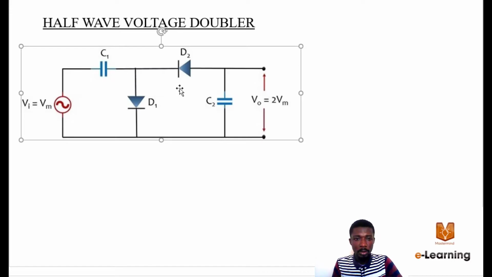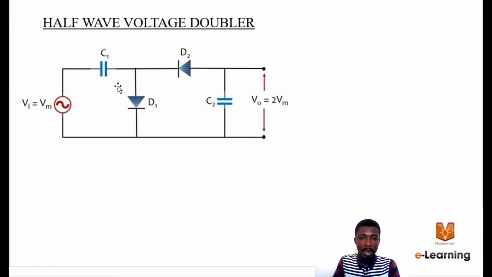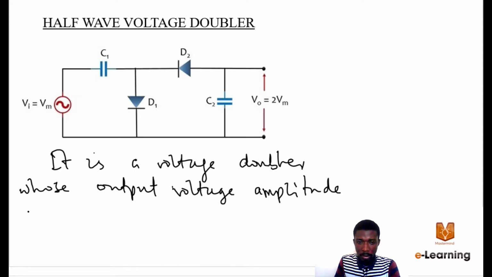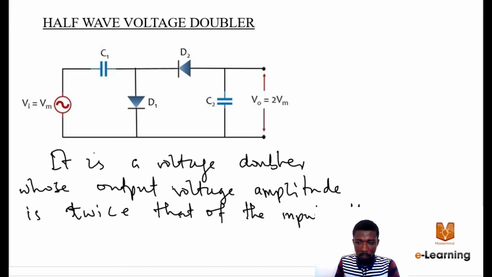Let's first look at the half wave voltage doubler. Now this is your half wave voltage doubler. It consists of 2 capacitors, 2 diodes, and your AC source. So they come in pairs: capacitor diode, capacitor diode. A half wave voltage doubler is a voltage doubler whose output voltage amplitude is twice that of the input voltage amplitude. So whatever you put in, it doubles it.